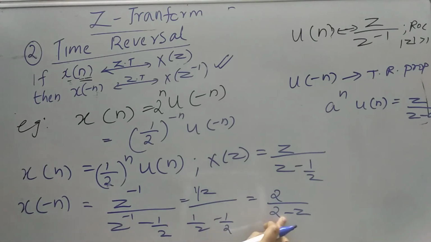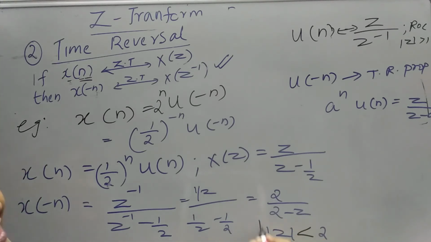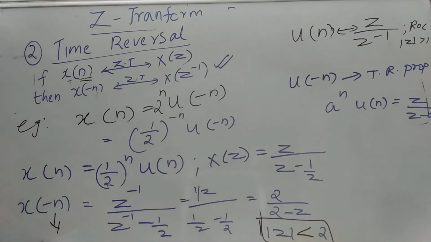You know that here it is modulus of z, where z minus 2 equal to 0, that is z equals 2. Now we want to see whether you have to put the less than sign or the greater than sign. We know that this is a purely left side signal. So we want to put the ROC as less than 2, because this is a negative sided signal.